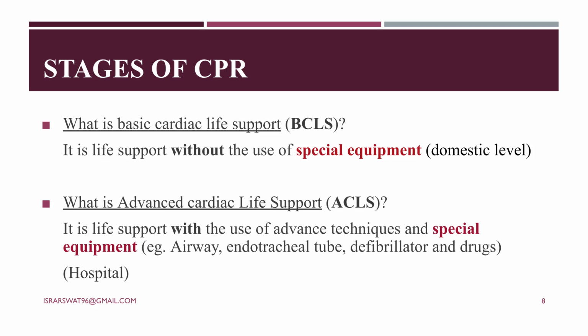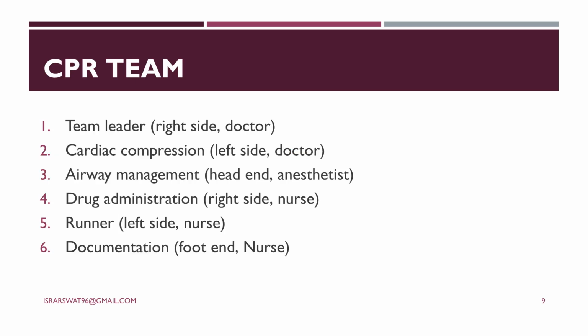The stages of CPR include Basic Cardiac Life Support, or BCLS, and Advanced Cardiac Life Support, or ACLS. BCLS is life support without special equipment. ACLS uses advanced techniques and special equipment, typically in a hospital setting. A typical CPR team consists of a team leader, a person for cardiac compression, one for airway management, one for drug administration, a runner, and a documentation person.